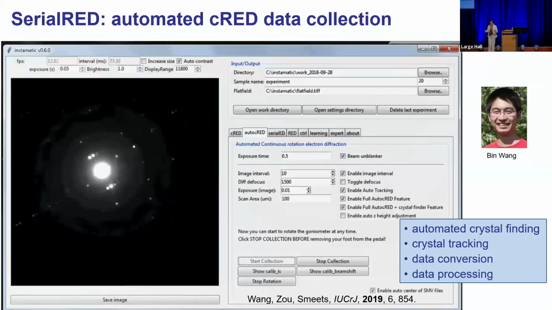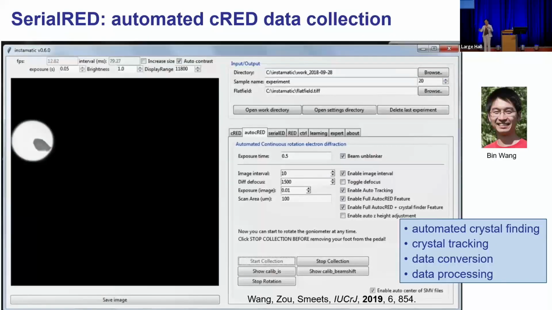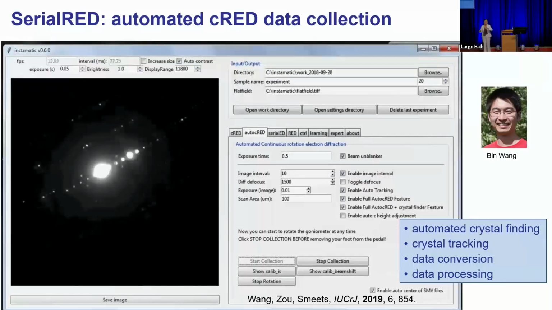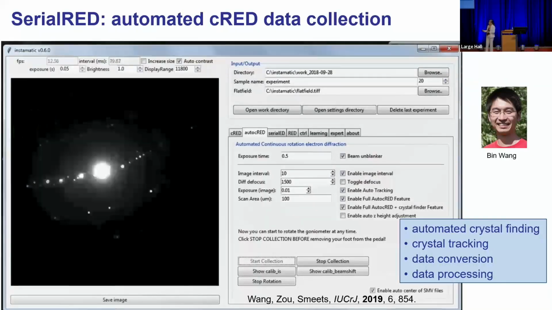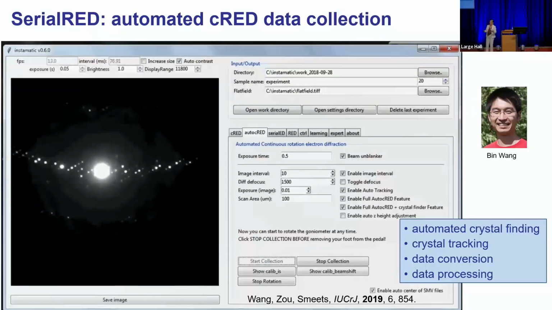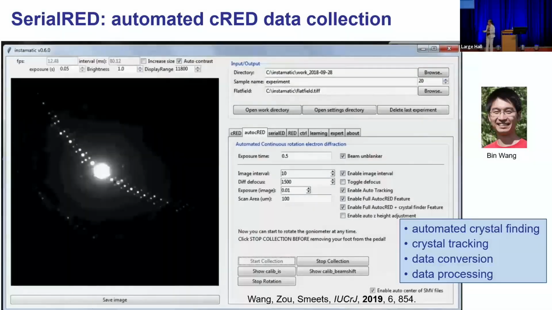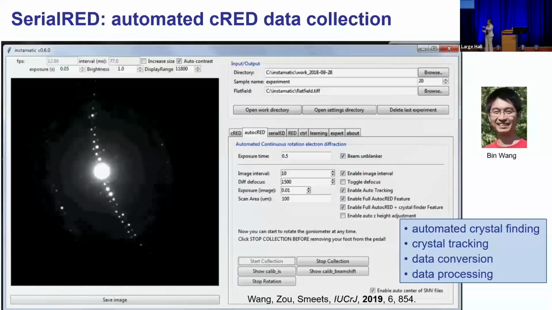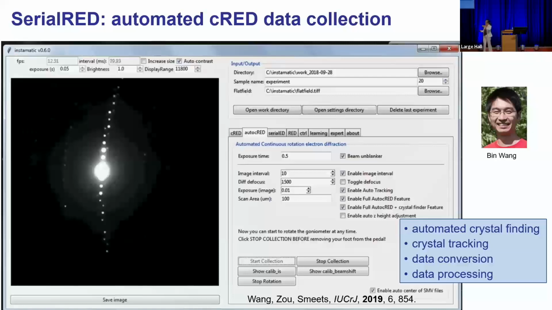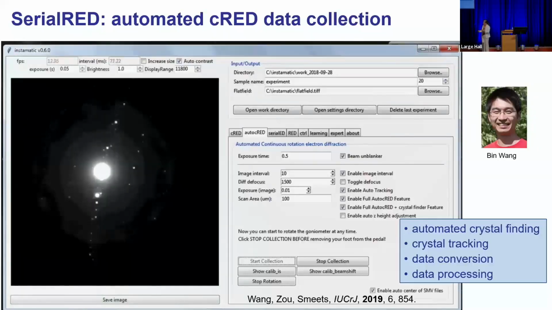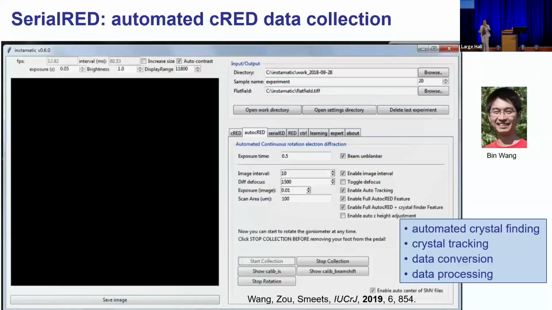When you have such a short data collection, you would like to have the data collected automatically on the 3D data. We call it serial ED, the data collection of the serial data. As you see here, we tilt the crystal, we collect the data, and we do automated crystal tracking. When the data is collected, we move to another crystal and continue to collect the 3D data. In this way, when the data is collected, we can do the data conversion and also data processing online.